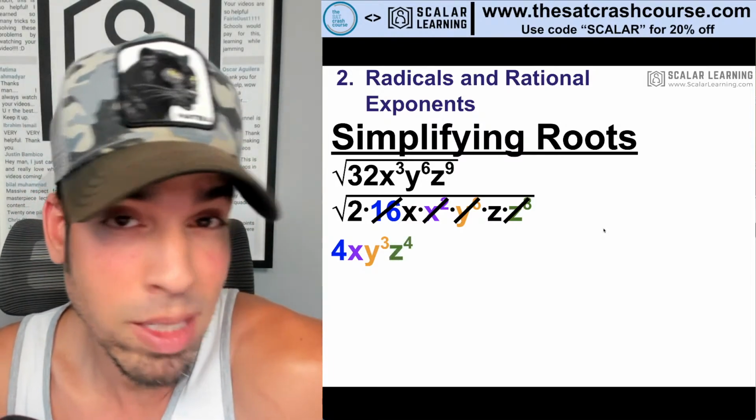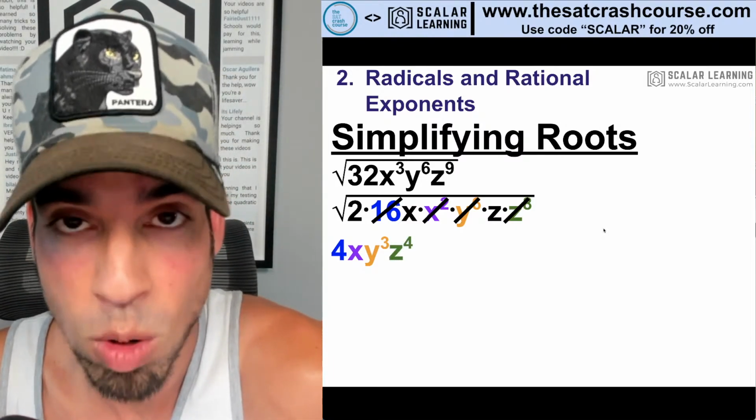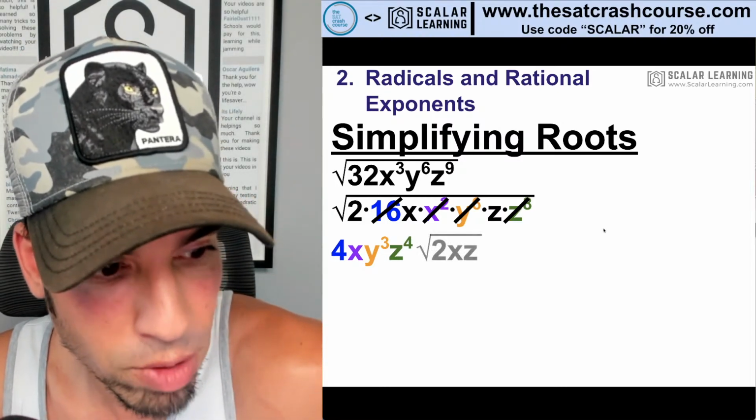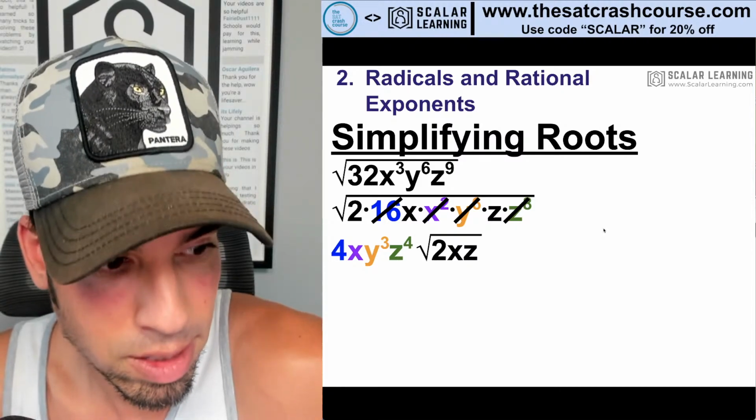So notice we're basically dividing by 2. We're dividing by the index. Square root has an index of 2, dividing by 2. What's left inside the radical? Everything else. 2, x, and z.